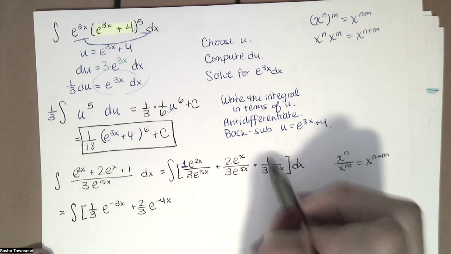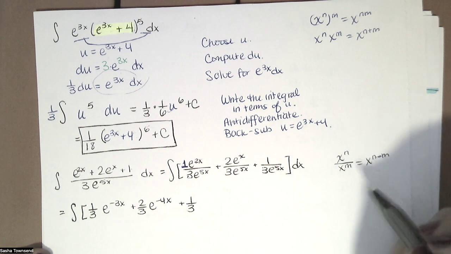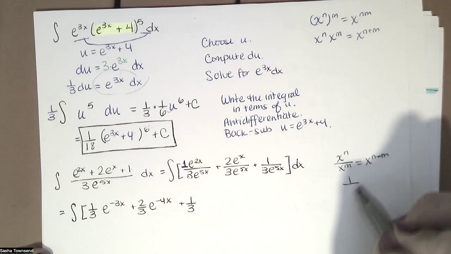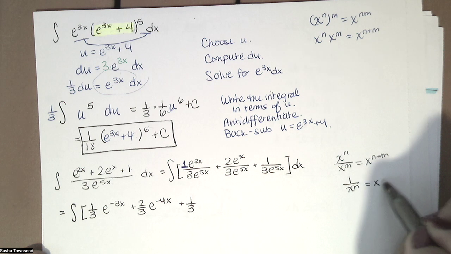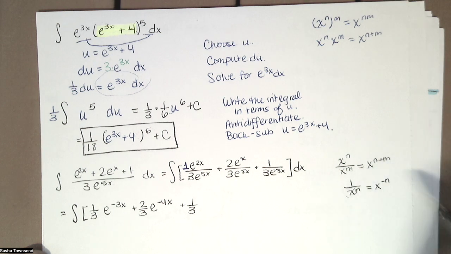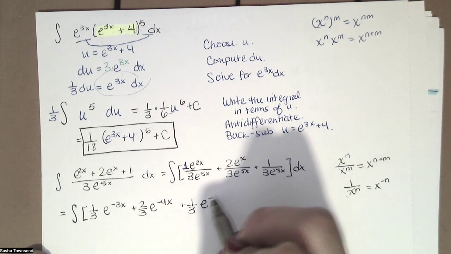And then here we've got a 1/3. And that e to the 5x is in the denominator. That's the same as this. If I've got a 1 over x to the n, I don't have a basic rule for that, but I can bring that x to the n up to the numerator if I make the exponent negative. So this is a 1/3 times e to the negative 5x.